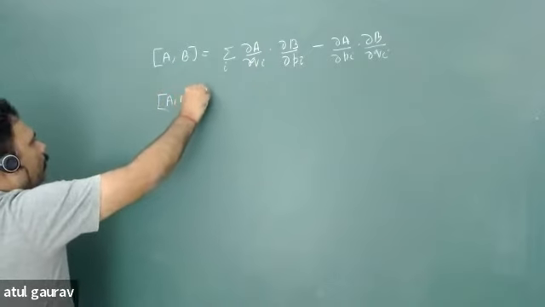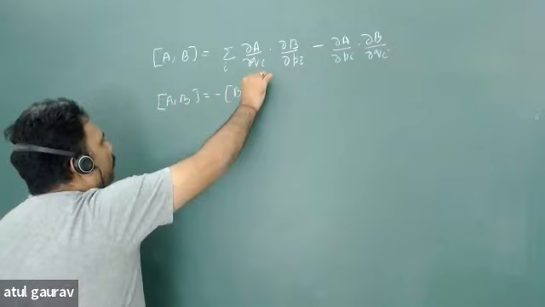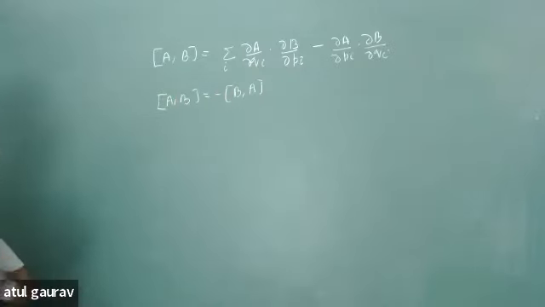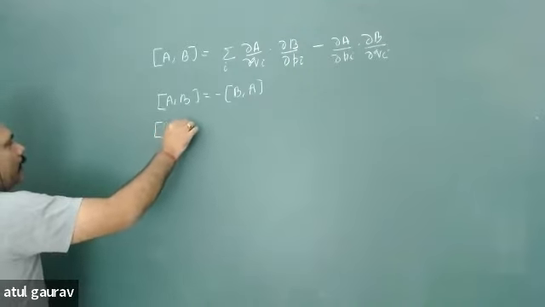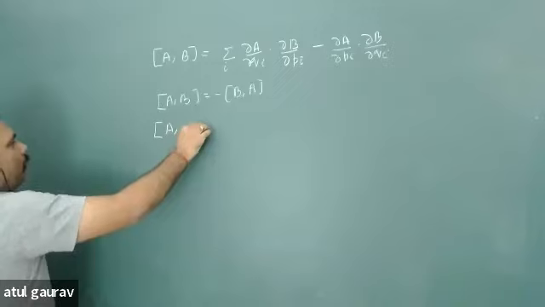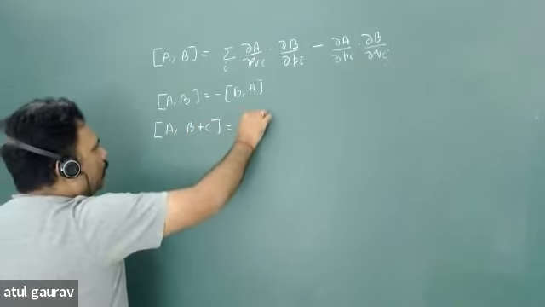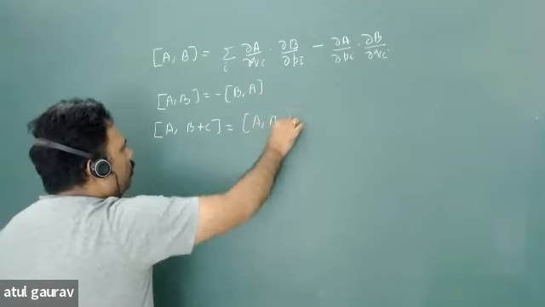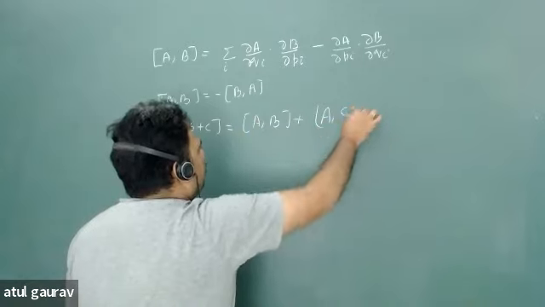The bracket of A and B is equal to what? Minus the bracket of B and A. It has to be, right? These are all trivial things. What do we have? The bracket of A, B plus C is basically the bracket of A, B plus the bracket of A, C.